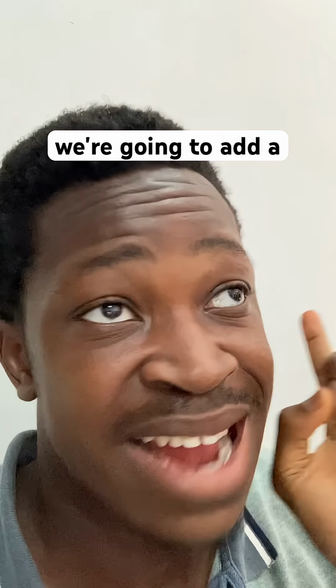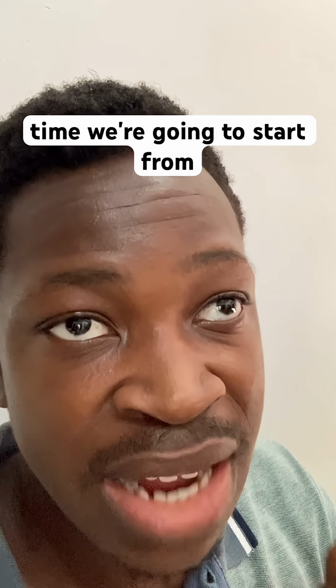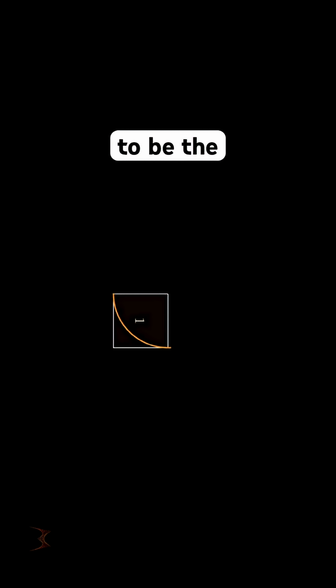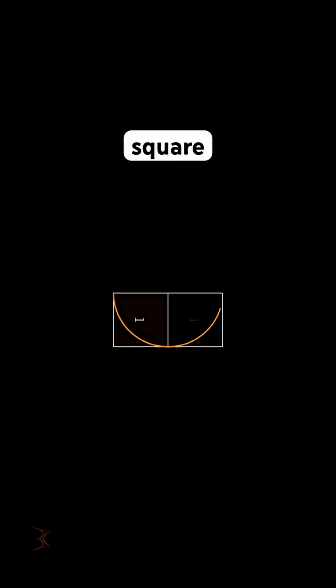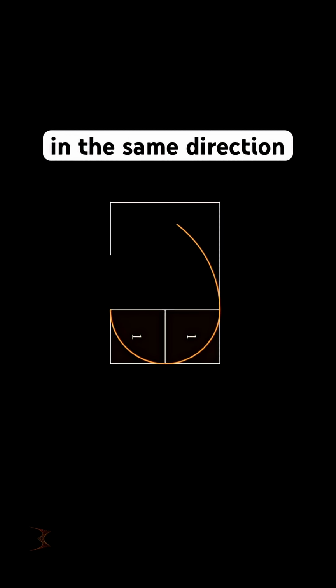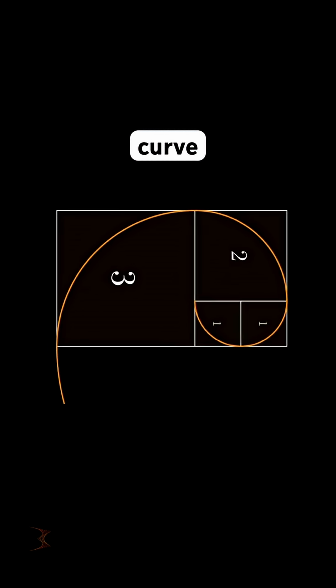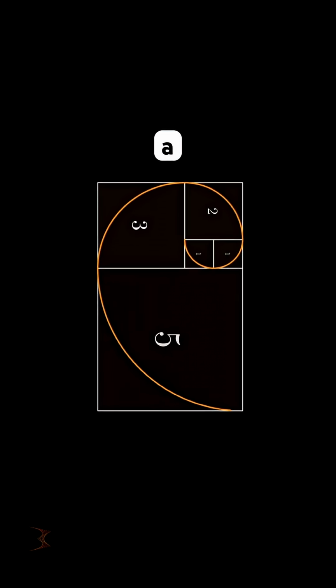Then we're going to add a curve. This time we're going to start from the smallest square. The radius of this curve has to be the length of each square. And we're going to draw it in the same direction, starting from the smallest square. But when you draw out that curve, you're going to get a spiral.